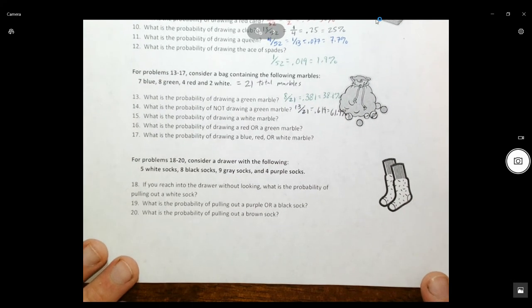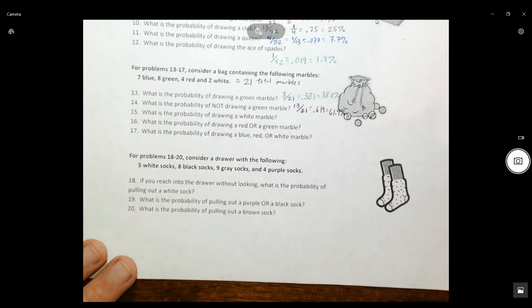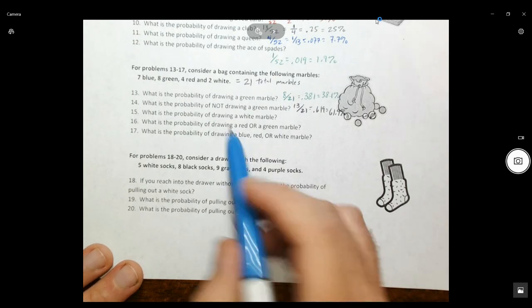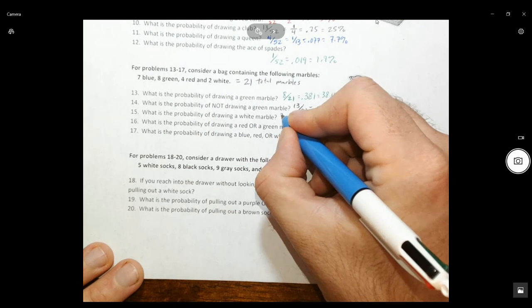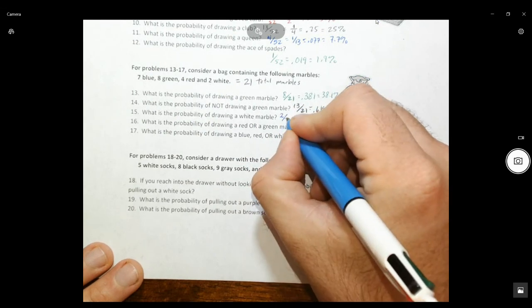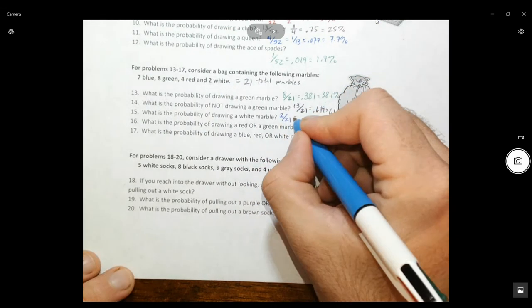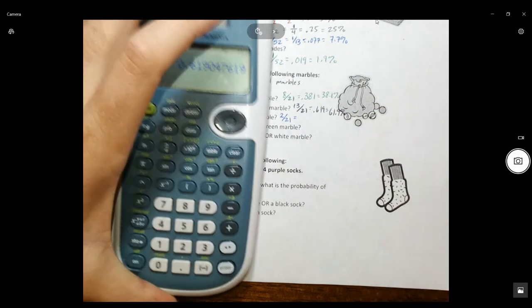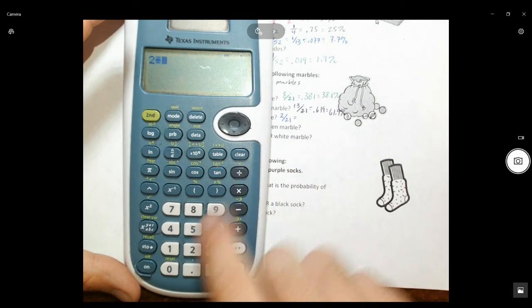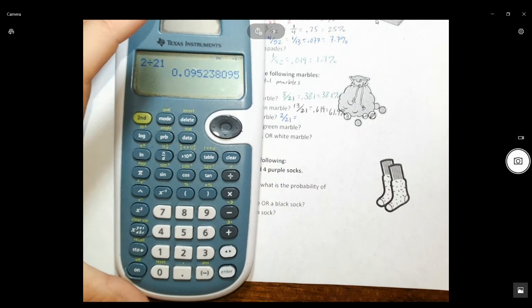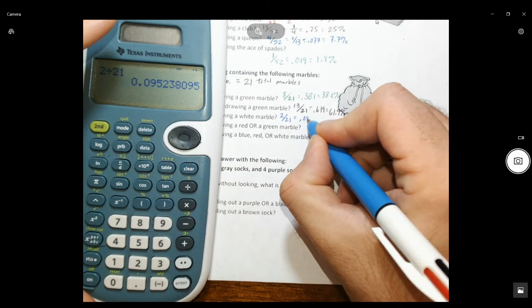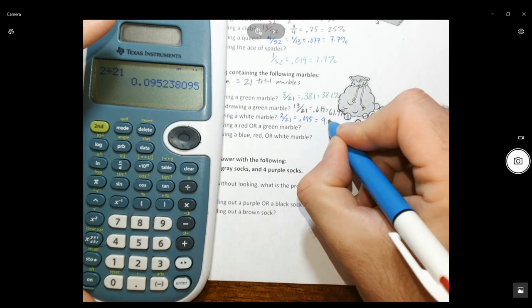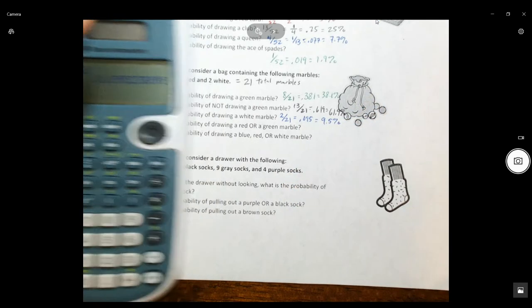Okay, moving on to number 15. What is the probability of drawing a white marble? Okay, there are 2 white marbles out of the 21 total marbles. Okay, so we're just going to plug that in. 2 divided by 21, you get 0.095. Alright, so 0.095, which is a 9.5% chance.